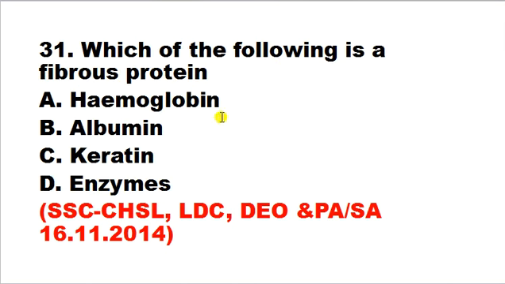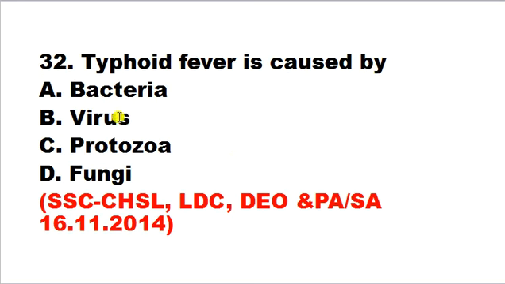Which of the following is a fibrous protein? Hemoglobin, albumin, keratin, enzyme. So keratin is the protein that belongs to fibrous structural protein, and it makes our nails, hooves, skin, hair. Typhoid fever is caused by bacteria, virus, protozoa, fungi. So typhoid fever is caused by the Salmonella typhi.